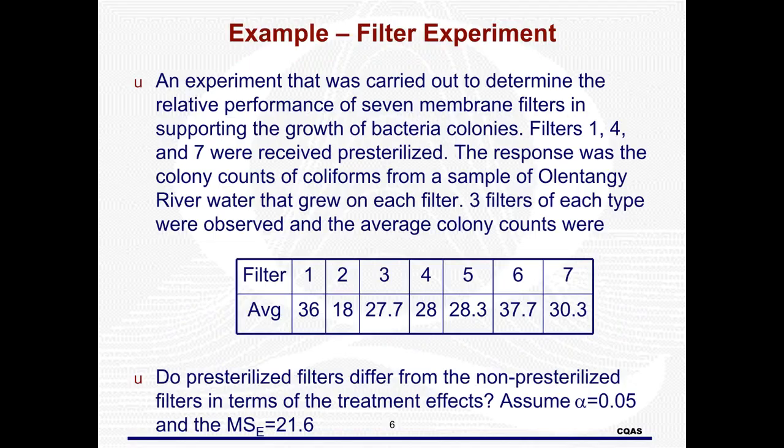Researchers wanted to evaluate 7 different membrane filters used for growing bacterial colonies. Some of these filters arrived pre-sterilized, while others did not. The response variable was the number of bacterial colonies observed. Before we start calculating anything, think about the scientific question. We're not interested in comparing every individual filter to every other filter. Instead, we're asking whether the pre-sterilized filters differ from the non-pre-sterilized filters on average. That's exactly the type of question contrasts are designed to answer.